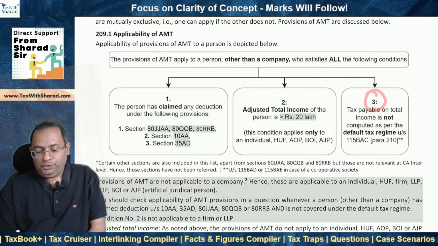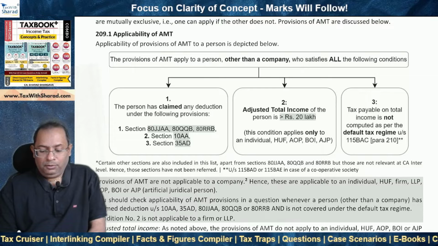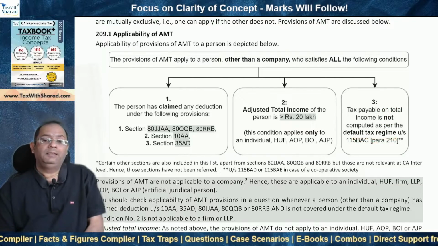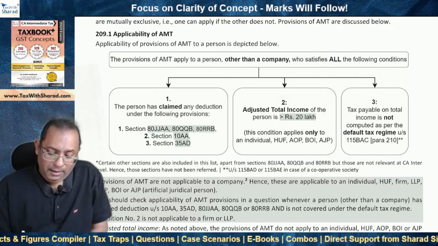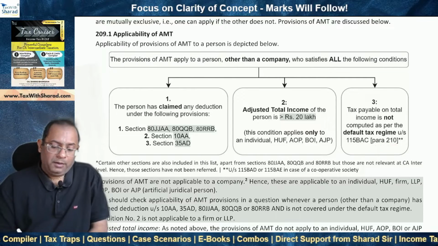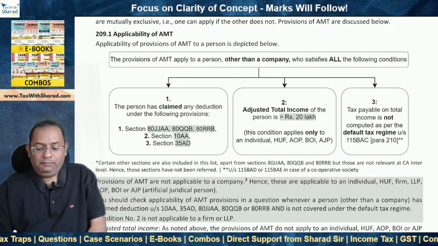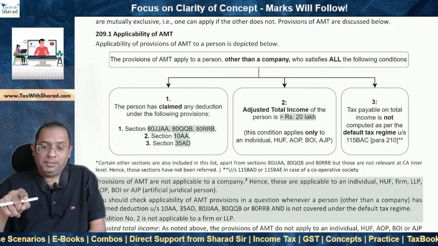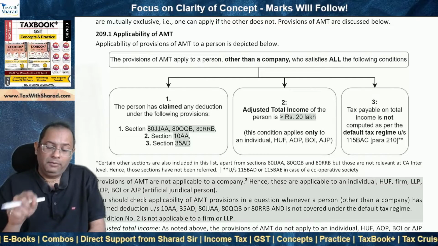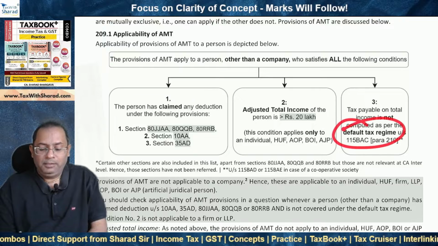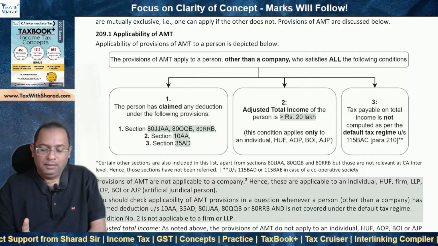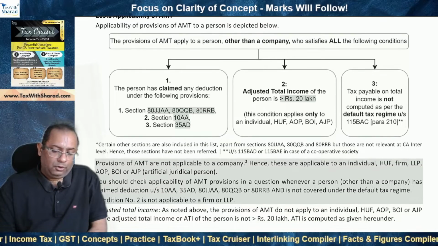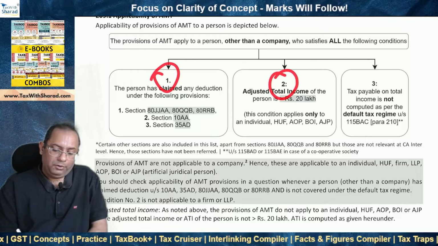And third thing that you should check is that the tax payable on total income is not computed as per the default tax regime under section 115BAC, which means that if default tax regime is being applied, AMT provisions are not applicable. If default tax regime is not being applied, that means if it is a case of computation under the optional tax regime, then you also need to apply AMT provisions. If default tax regime is being applied, then you need not apply AMT provisions in that case. So these 3 conditions should be satisfied.